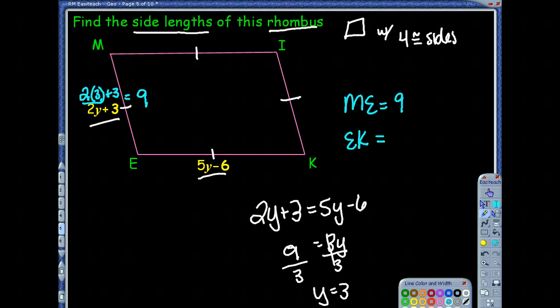If you put it back in for EK just to double check, 5 times 3 minus 6 is also 9. So all of the sides are 9. Do we need to list all the sides as 9? No, you could probably just say all sides are 9, or just 9, because we know that all sides are congruent. So the sides are 9. Perfect.